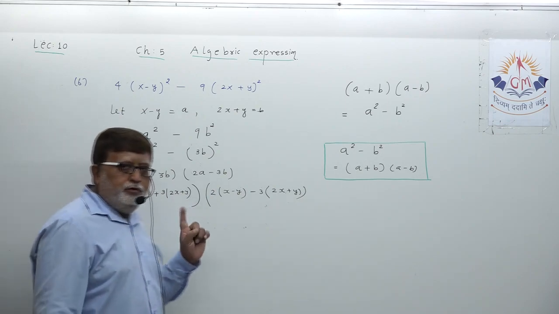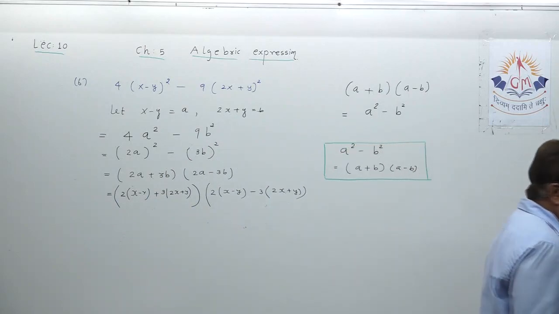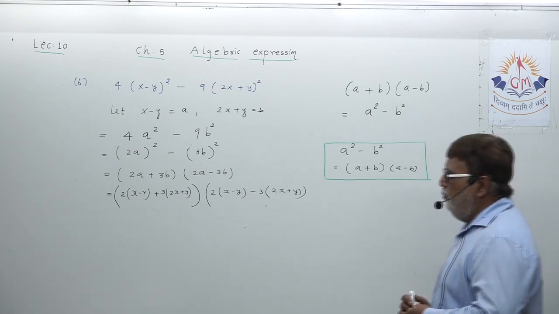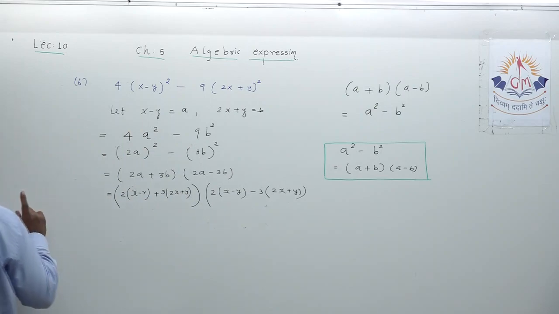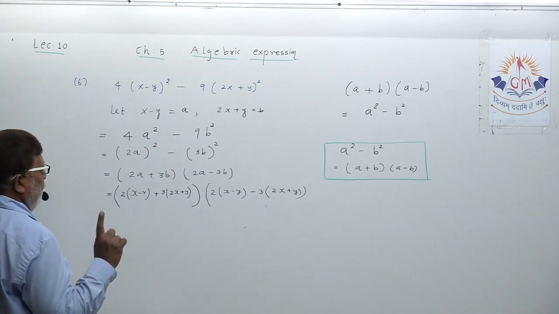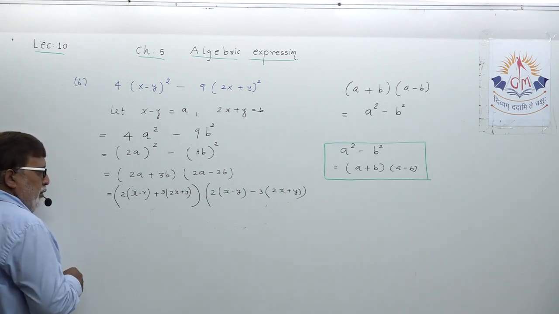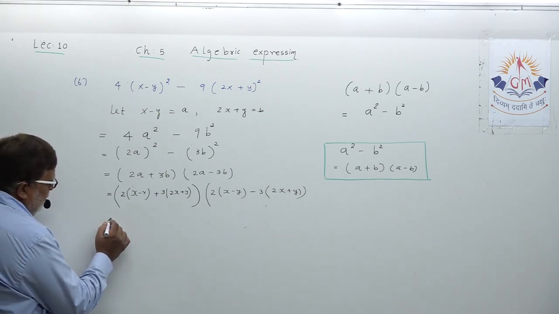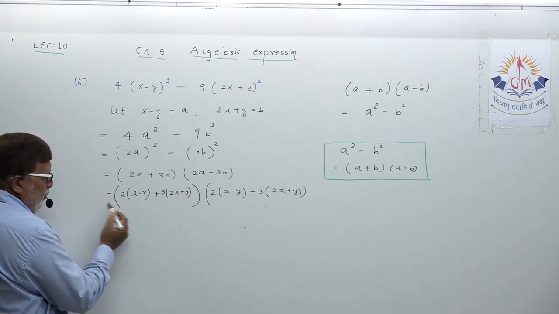We have supposed as a and b. Please verify. Then accordingly we substituted the values of a and b. Then we expressed in the format. Then we factorized. Then we substituted the values of a and b, and now we have to open the bracket.